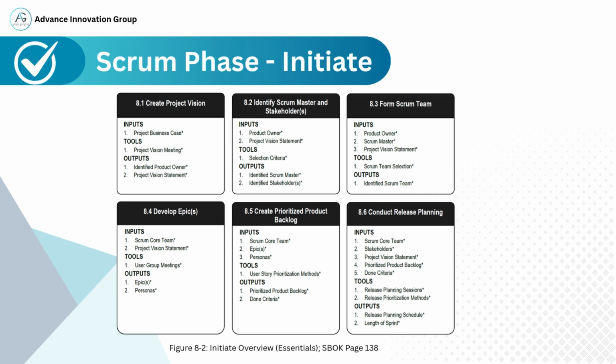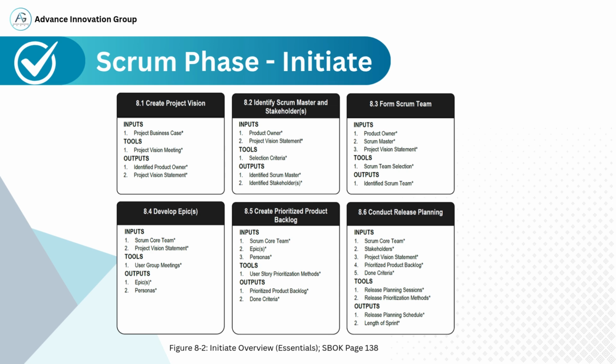2. Identify Scrum Master and stakeholders. Here, the product owner identifies who will take the Scrum Master role and also lists the relevant stakeholders using predefined selection criteria. The outcome is a list of stakeholders and a confirmed Scrum Master.